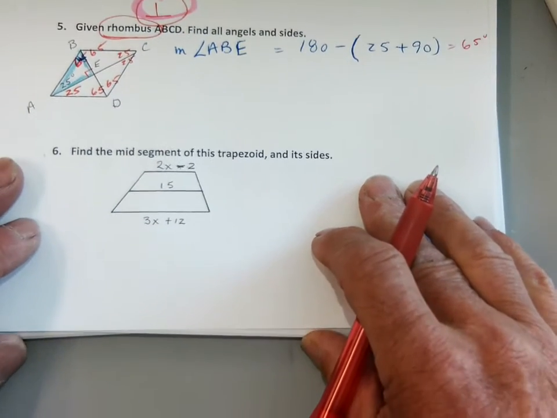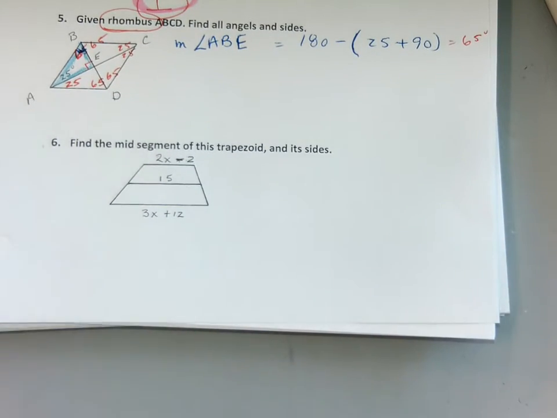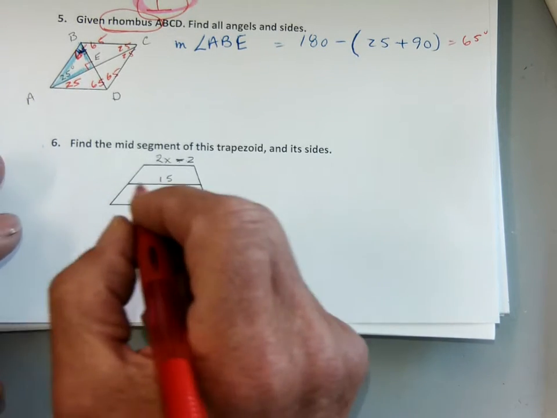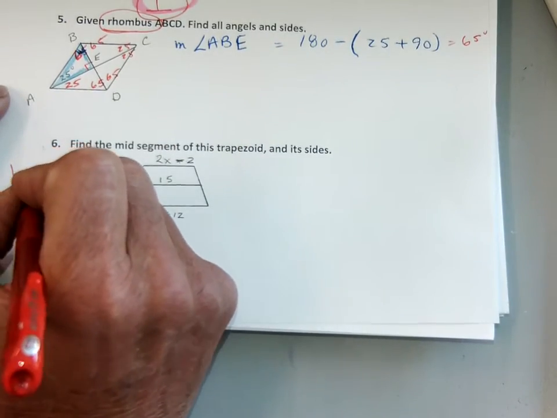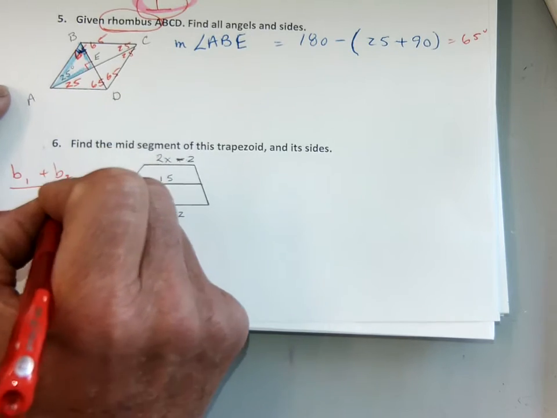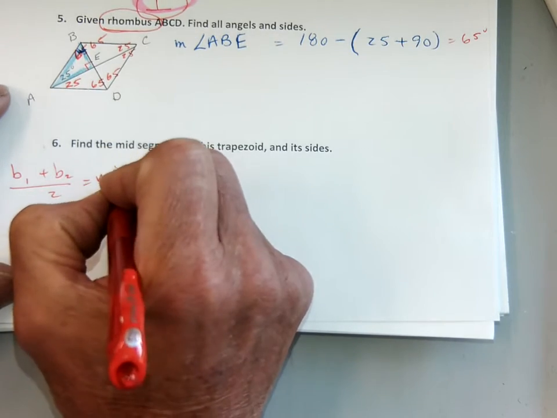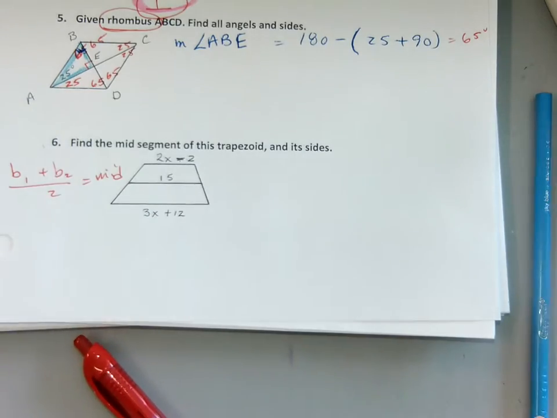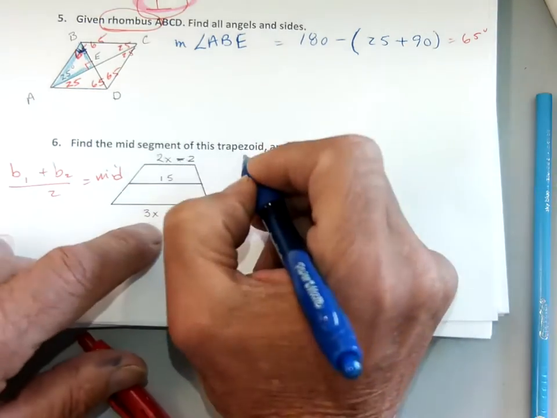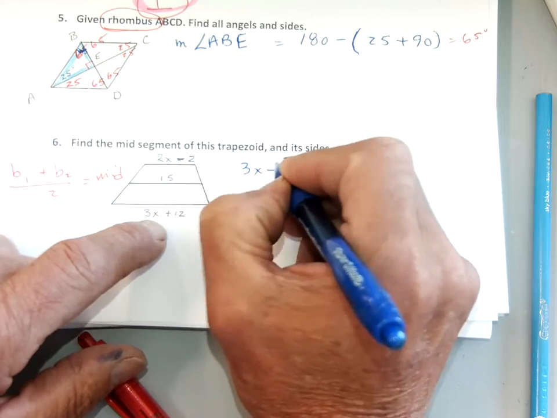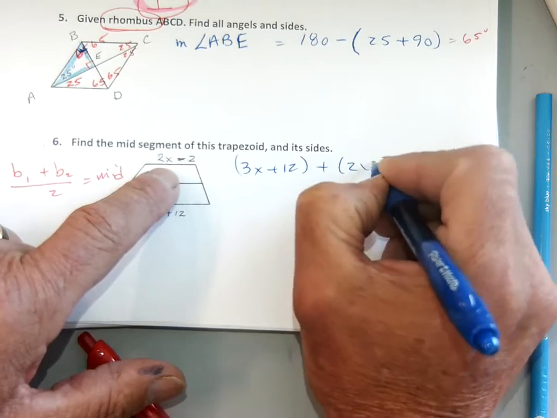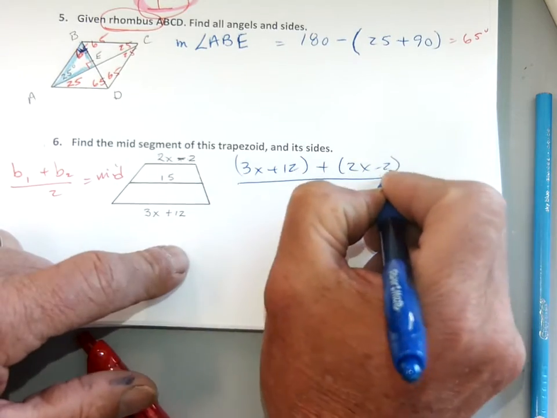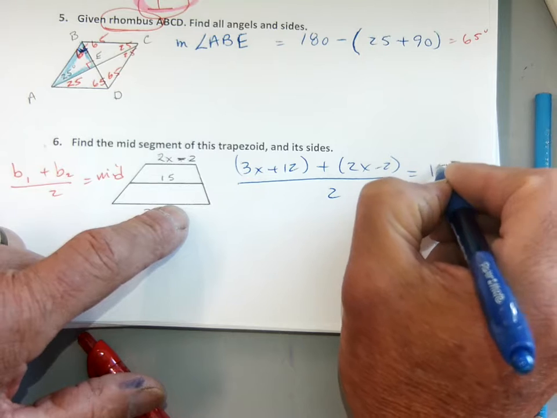All right, number 6. I'm telling you guys, this should be the easiest quiz forever, easiest test for everybody. So mid-segment, here's what I know. I know that base 1 plus base 2 divided by 2 equals my mid-segment, okay? I'm going to take my 3x plus 12 plus my 2x minus 2 divided by 2 equals my mid-segment.